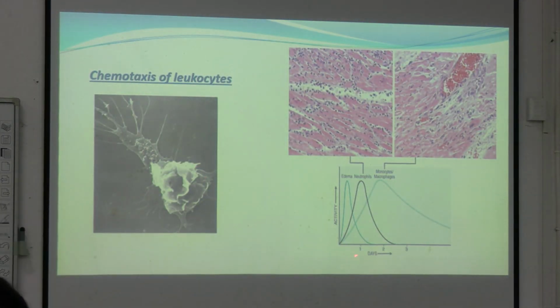This is the neutrophil. See, first neutrophils come, and neutrophils are short lived. If you look at this graph, this is the neutrophils. In the first 48 hours neutrophils are there, they are short lived, and after that monocytes and macrophages stay for a longer period. That's why it's chronic inflammation. They stay for many days. Okay? So chemotaxis is done.